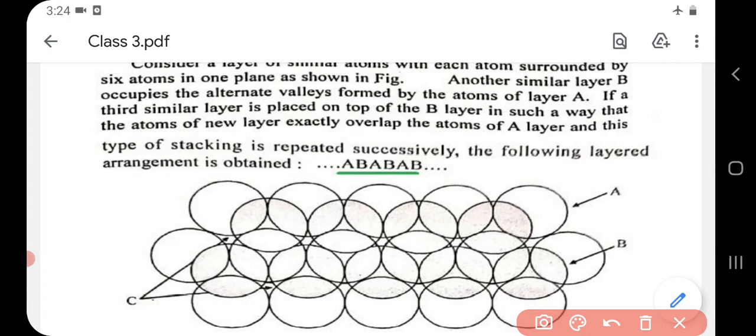Now what about the third layer? It is placed on the top of B layer in such a way that the atoms of the new layer, that is the third layer, exactly overlap with the first layer, that is A layer atoms. So A layer atoms is kept first, in the alternate valleys of A layer atoms you keep the second layer, B layer, and on the top you keep the third layer so that it exactly overlaps with the first layer. This stacking sequence is repeated and the configuration that you get is AB, AB, AB. That is the general structure for an HCP crystal structure.